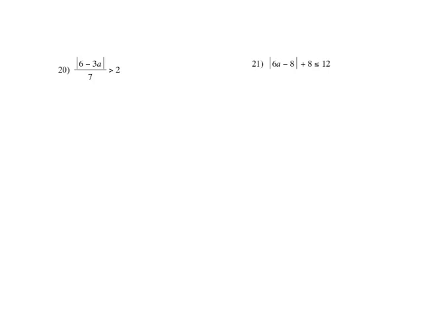All right, we're looking at absolute value inequalities, and just like when you're solving equations with absolute values, you're trying to get the absolute value by itself. So if we're looking at number 20, we are going to multiply both sides by 7. So we have the absolute value of 6 minus 3a greater than 14.